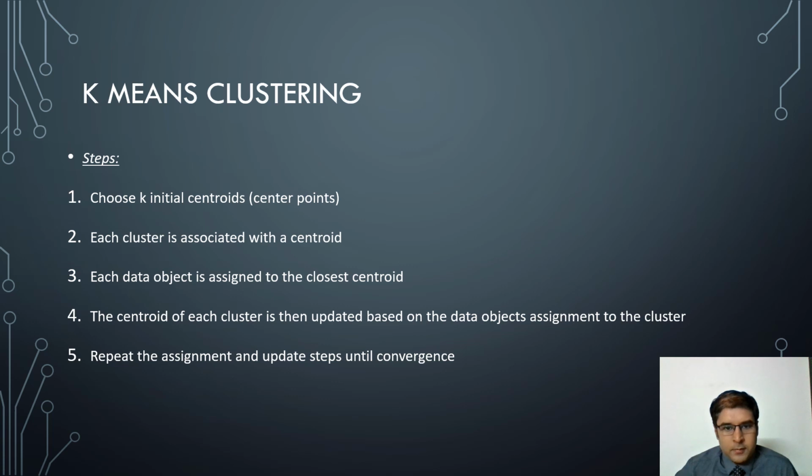Next, we discuss k-means clustering. The steps are: choose k initial centroids or center points. Then each cluster is associated with a centroid. Then each data object is assigned to the closest centroid. The fourth step is that the centroid of each cluster is updated based on the data objects assigned to the cluster, and we repeat the assignment and update steps until convergence. I'll discuss a k-means clustering example in the coming slide.